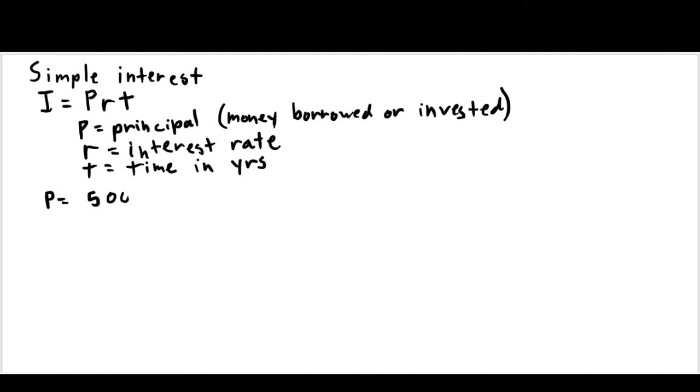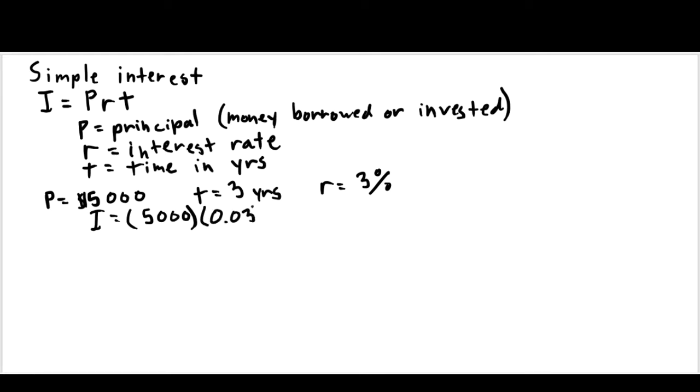So for example, let's say that you borrow $5,000. Maybe you take out a $5,000 loan, and the terms of the loan are that you have to pay that loan back in 3 years, and the interest rate is 3%. If that's the case, then the amount of interest you would owe would be the principal, 5,000, times the rate, 3% as a decimal is 0.03, times the time, which is 3 years.